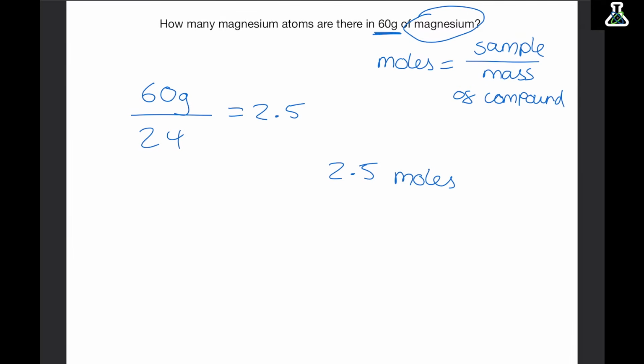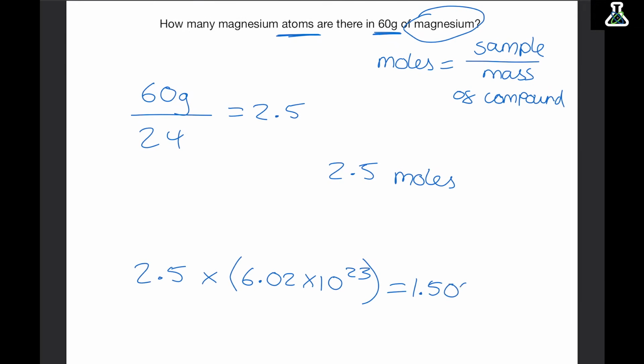Now the question isn't asking us how many moles we have, it's asking how many atoms we have. So now we need to times the number of moles by the special number. So 6.02 times 10 to the power of 23. And this gets us 1.505 times 10 to the 24. So when looking at moles, we use a lot of standard form, which is writing really big or really small numbers to a power of 10 like this.